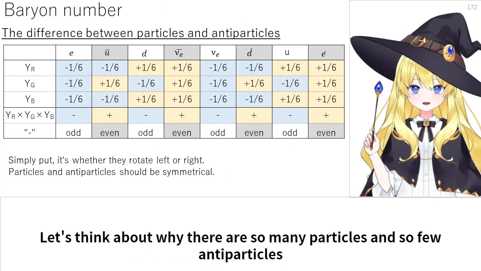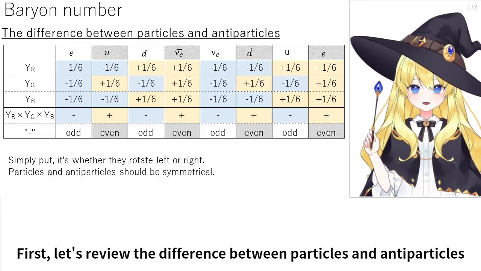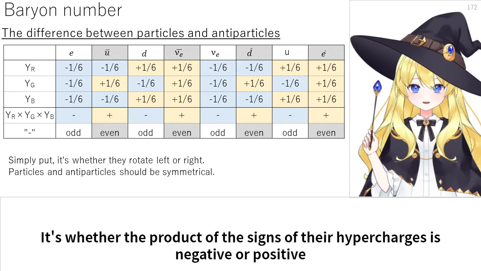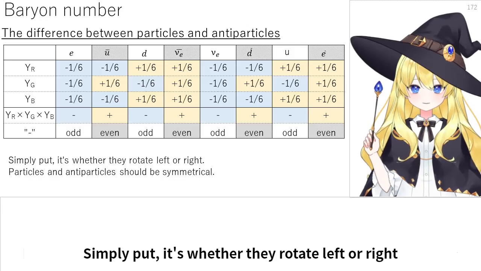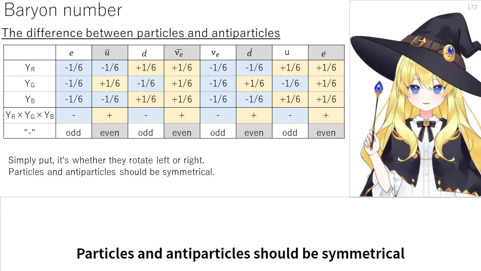Let's think about why there are so many particles and so few antiparticles. First, let's review the difference between particles and antiparticles. It's whether the product of the signs of their hypercharges is negative or positive. It's whether the number of mirror image inversions is odd or even. Simply put, it's whether they rotate left or right. Particles and antiparticles should be symmetrical.